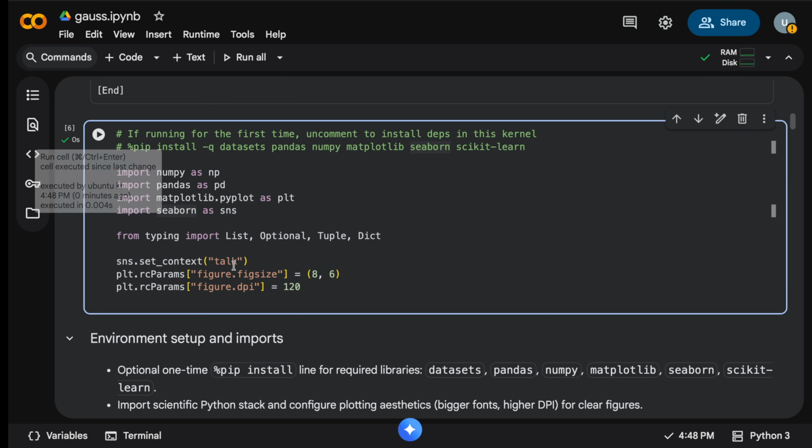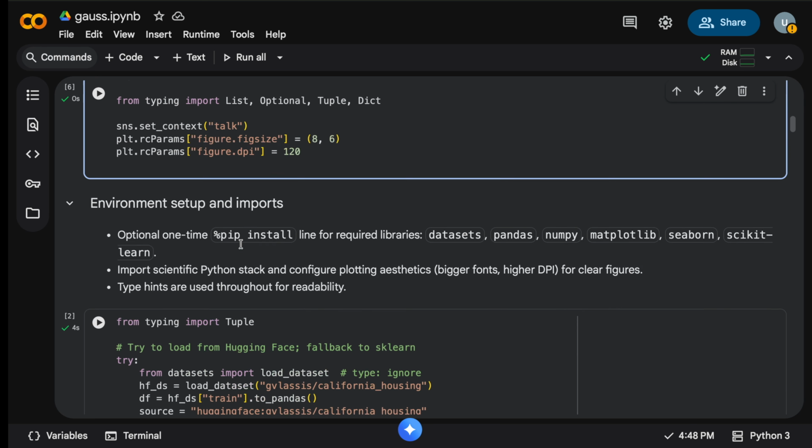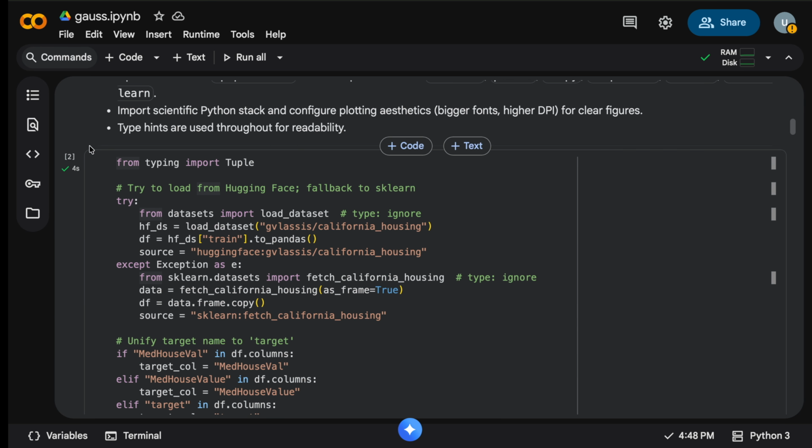So let's first load some libraries here. This is all done in Python. We import NumPy, pandas and a few other libraries that are necessary, and then we load the dataset.